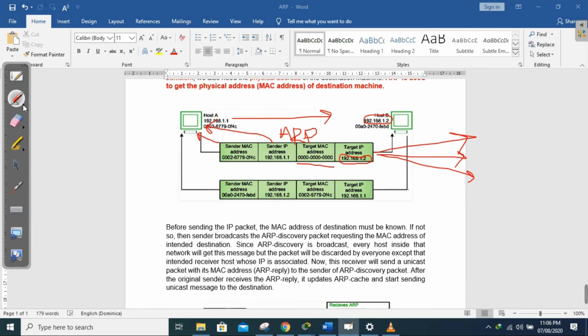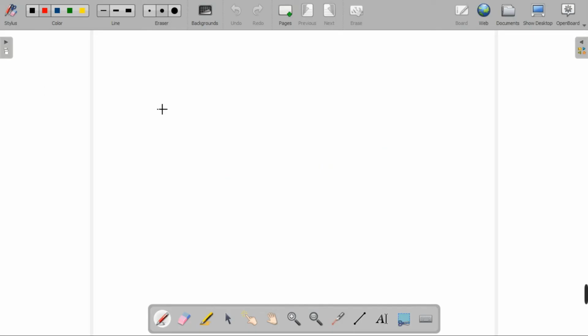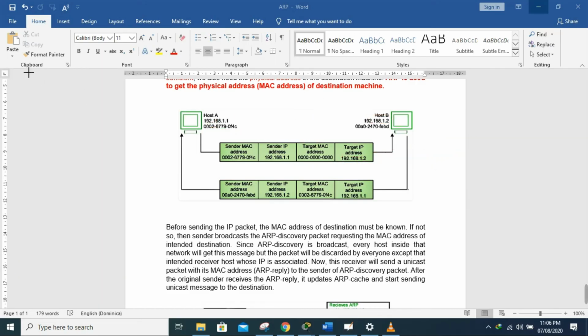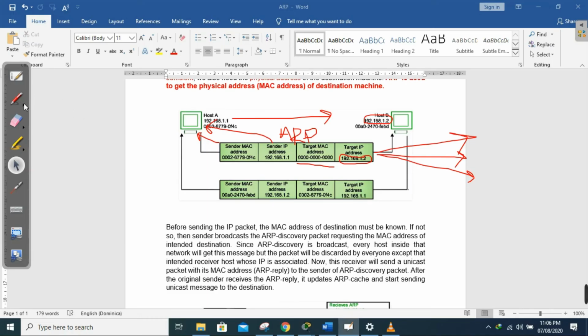So in the response packet, let me just change my color over there. Yeah, so this is the response packet right now. Now host B is sending a response. In this response packet, you can see that it also created a response ARP packet, but in this case there is absolutely no field where we can see all zeros.